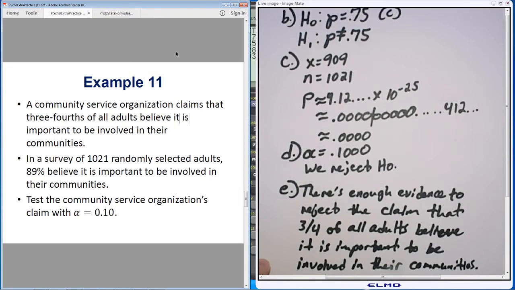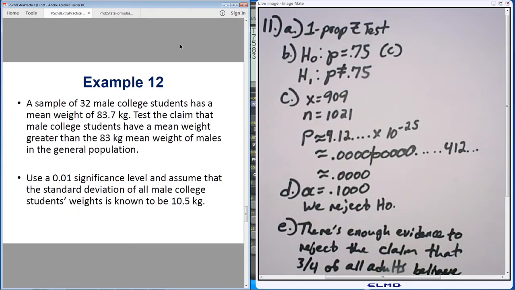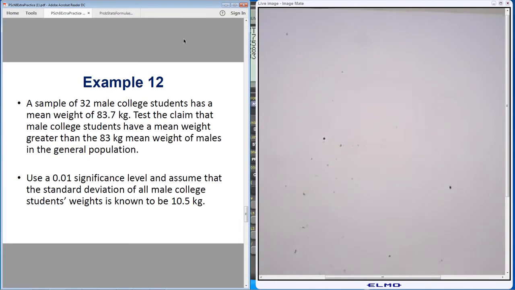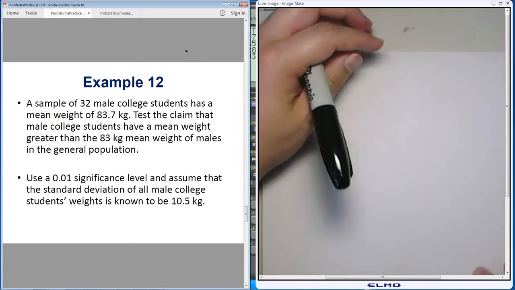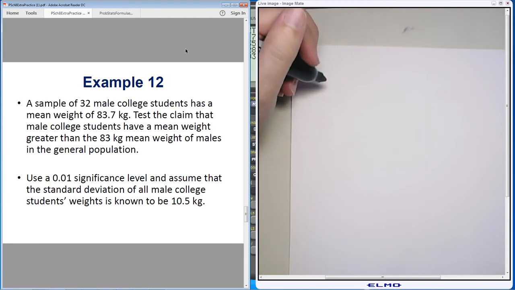There's the entire problem again. That's number 11. Number 12. A sample of 32 male college students has a mean weight of 83.7 kilograms. Test the claim that male college students have a mean weight greater than the 83 kilogram mean weight of males in the general population. Okay. Use a 0.01 significance level and assume that the standard deviation of all male college students' weights is known to be 10.5 kilograms.